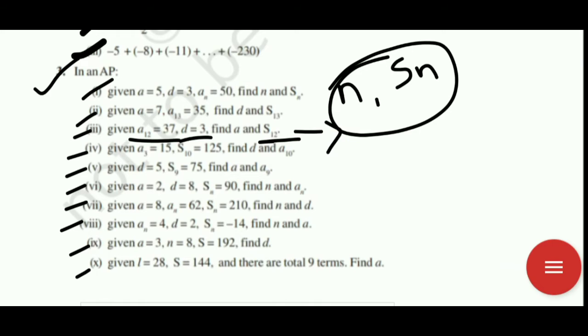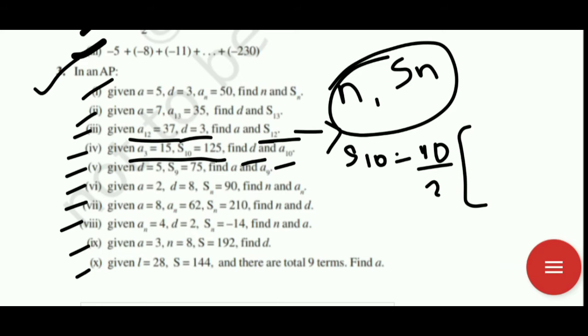Okay. So the fourth one, A3 is given. Third term is given as 15. Sum is given, that is sum of 10 terms is given as 125. You can find the common difference and A10. How? You can expand this sum. See, S10 is given. So you can expand S10 is equal to what? 10 by 2 into 2a plus n minus 1 into d. That formula. If you want, I can do it. Fourth one I'll do and show you.